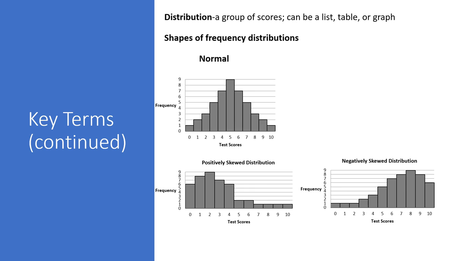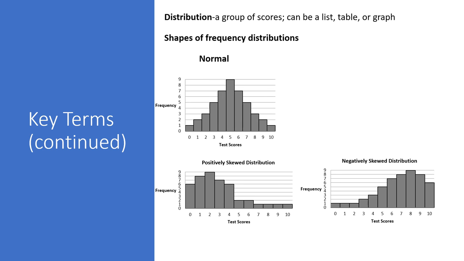So this first graph here on the upper left is a normal curve. It's peaked in the center. You can see that there are 9 people. This is a frequency distribution curve. There are 9 people who have a score of 5. There are 5 people who have a score of 3. There's only 1 person who has a score of 0. And we could go the other side too.